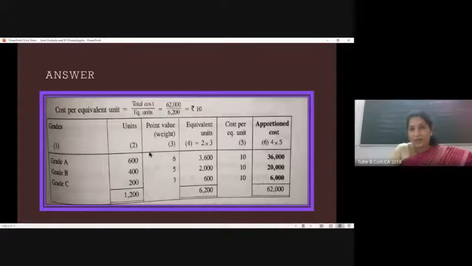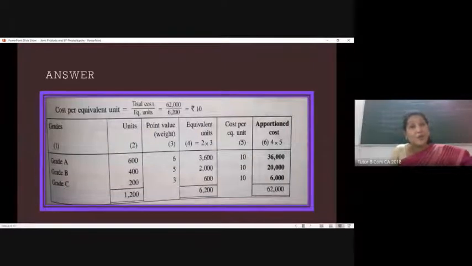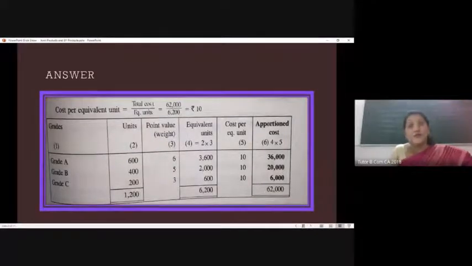Now we got the total equivalent units. Now what we have to find out here is the per unit cost, because if we get the per unit cost, the apportionment is easy. So what did we do? We find out the per unit cost by dividing total cost with equivalent units. That's where some of you might make a mistake in this method. The denominator here is the equivalent units, not the initial number of units. So when we go with the equivalent units here, in this case, it is 6,200. 62,000 divided by 6,200 will give us 10 per unit.